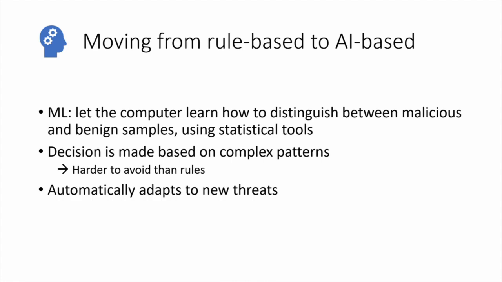So it has many advantages. First, the decision is based on complex patterns, which means it's much harder for the attacker to avoid, because it's hard to understand what is the exact signal that is raising the alert. But most importantly, a machine learning model will be able to adapt automatically to new types of threats by simply retraining the model on a regular basis.